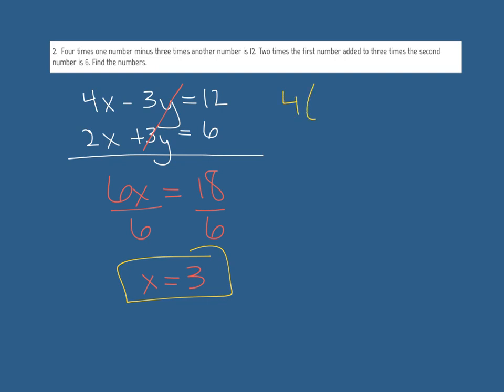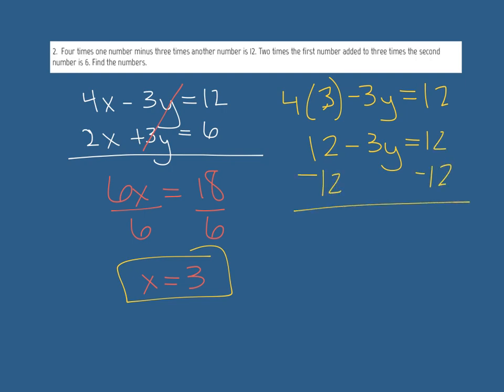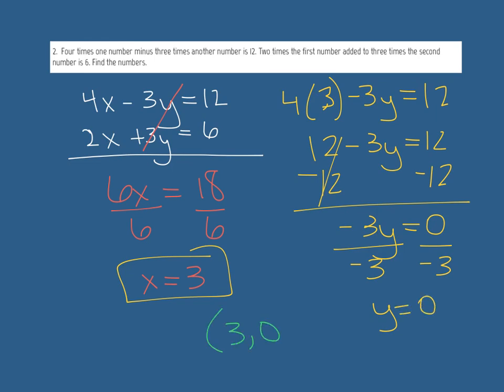So 4x, or 4 times 3, minus 3y equals 12. So 4 times 3 is 12, and minus 3y equals 12. If I solve for y, I'm going to subtract 12 from both sides, and I get negative 3y equals 0. And if I divide both sides by negative 3, I get y equals 0. So my coordinate answer in this problem is 3 for x and 0 for y. So that is my answer.